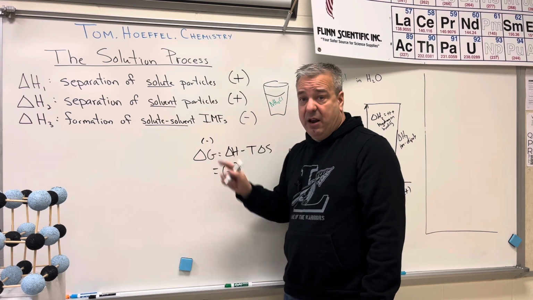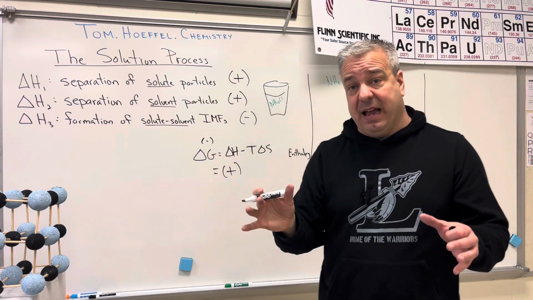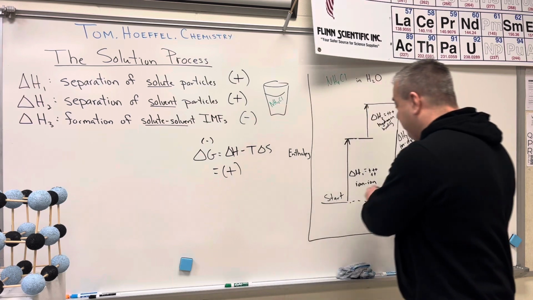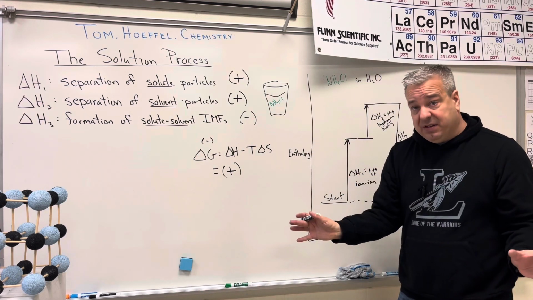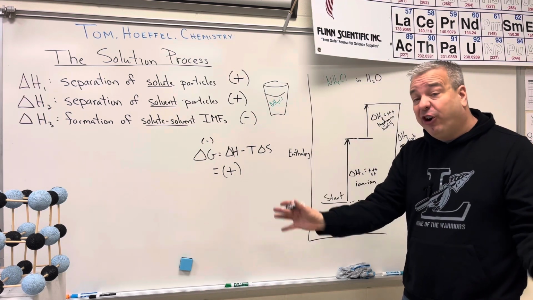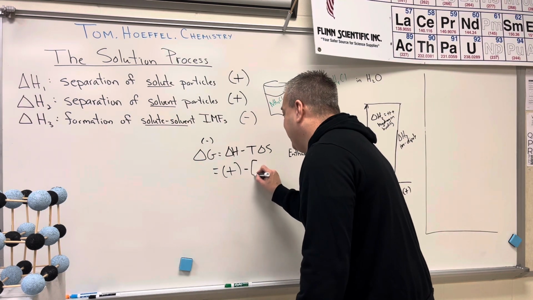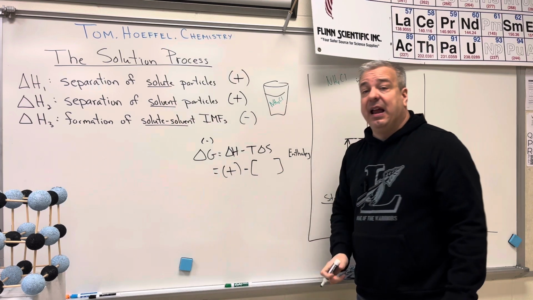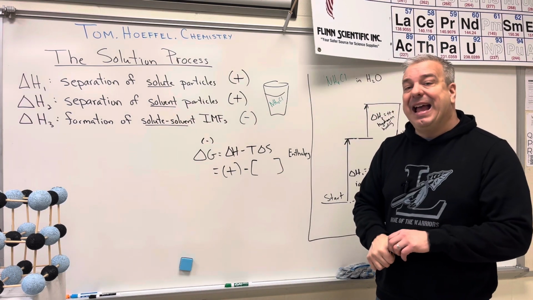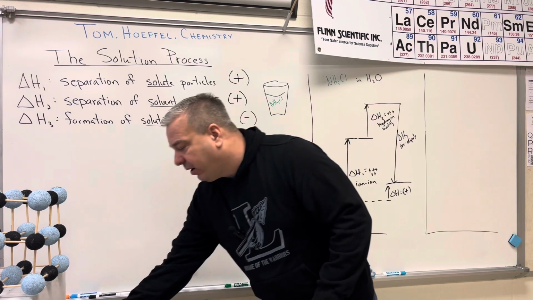And remember, in order for it to occur, it has to be negative. So having something that's endothermic does not help this reaction take place. In fact, it hurts it, okay? Now, there's another term though, and that's going to be T delta S. And delta S is entropy, which is a measure of disorder.